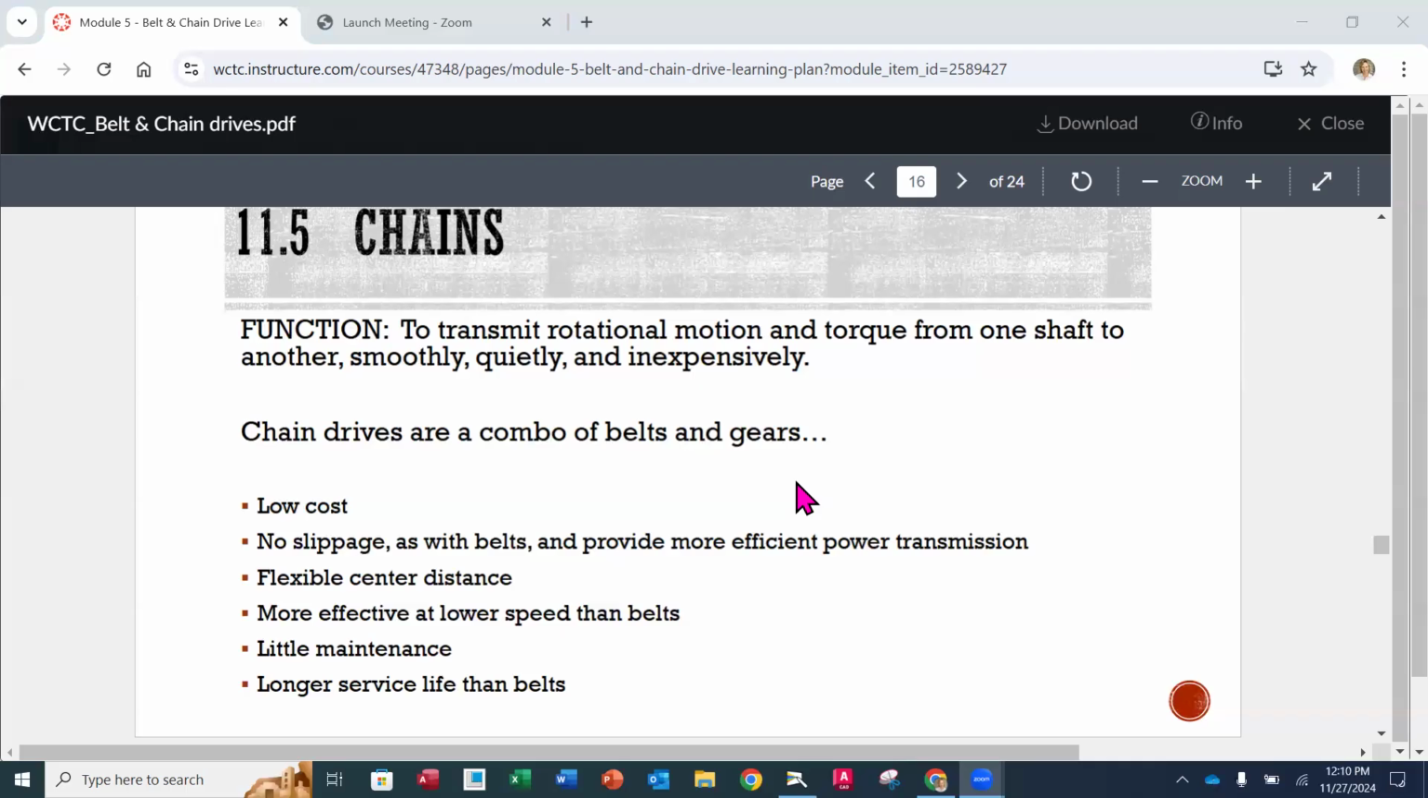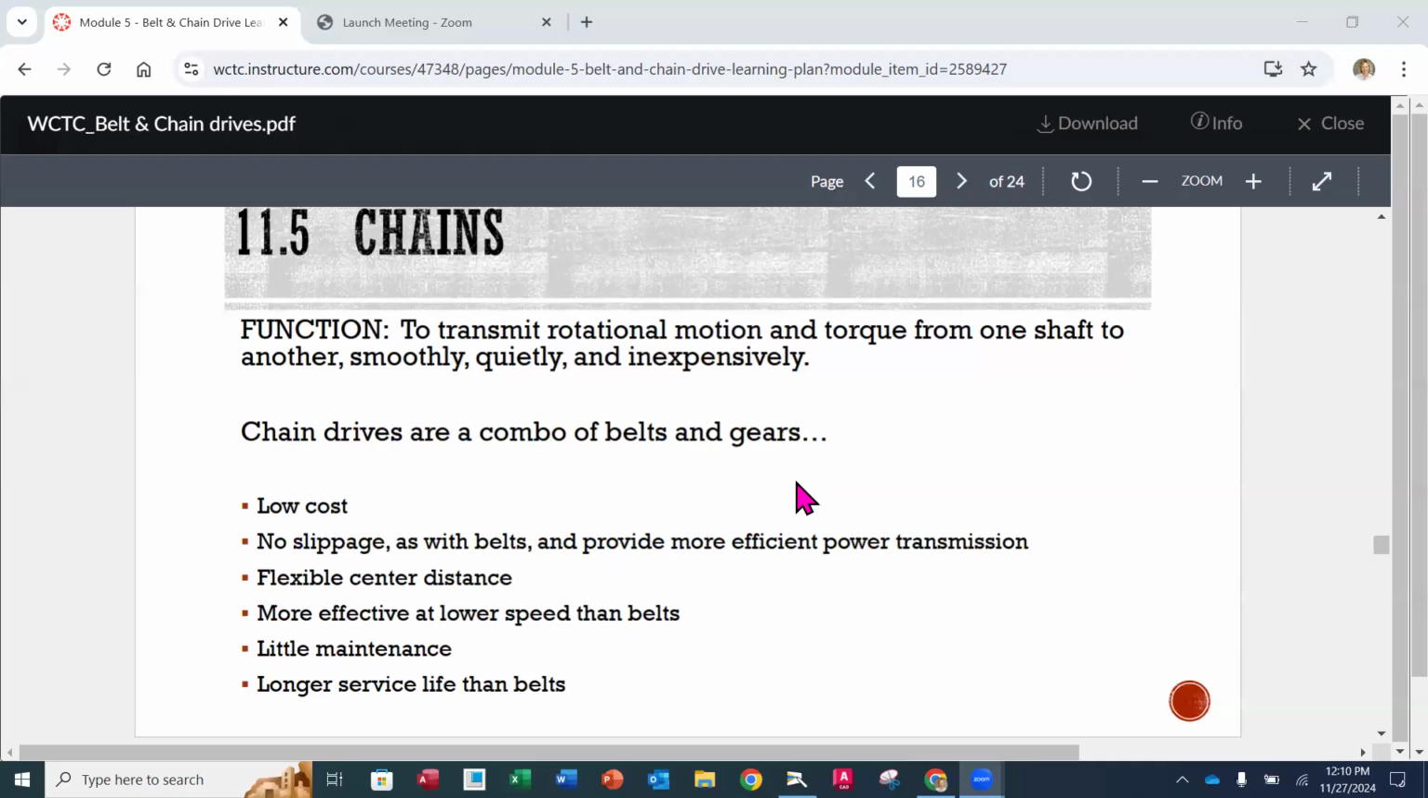Belts actually, the slippage can be an advantage, and we design that in for where it's going to actually start slipping so that if there is an overload situation, the belt slips and it protects more expensive elements in the machine downstream. Chains, on the other hand, are just going to jam, okay? And there can be breakage of other elements that are going on, but they offer us a more efficient low speed application than what belts were.